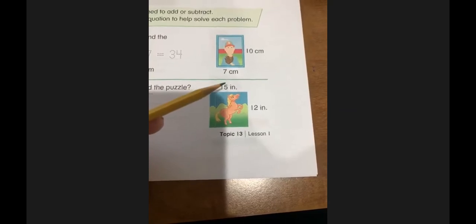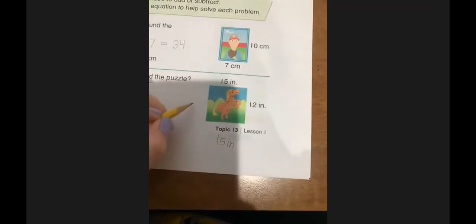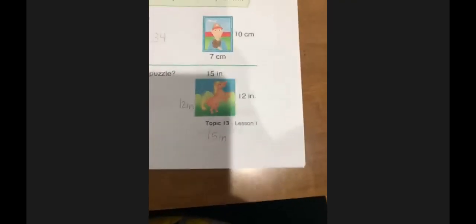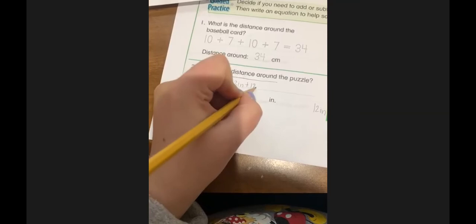Okay, so again, top and bottom of a rectangle are the same. And the left and right sides are the same. So now, right here on this line, we're going to write our addition sentence. 15 plus 15, don't forget to add your units, plus 12 inches, plus 12 inches, equals something. So down here, I'm going to do my work. 15 plus 15.